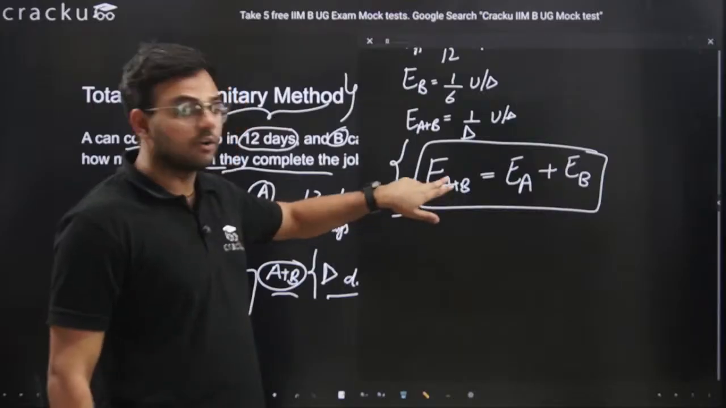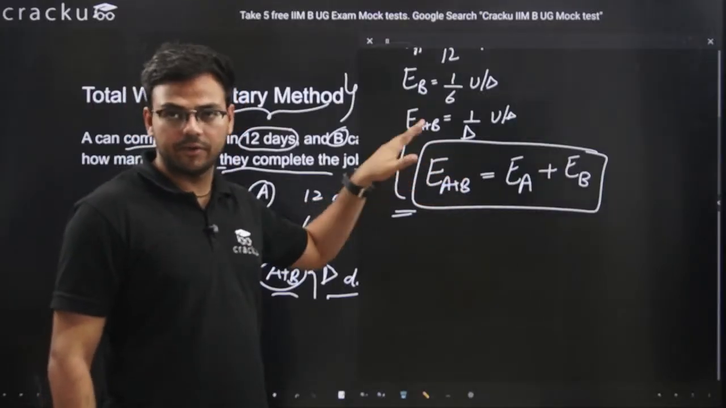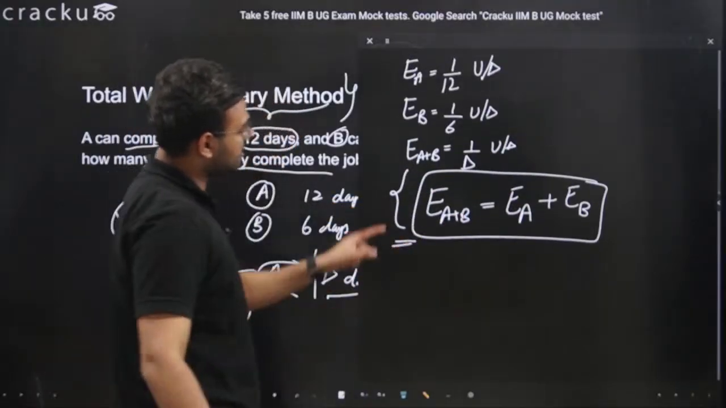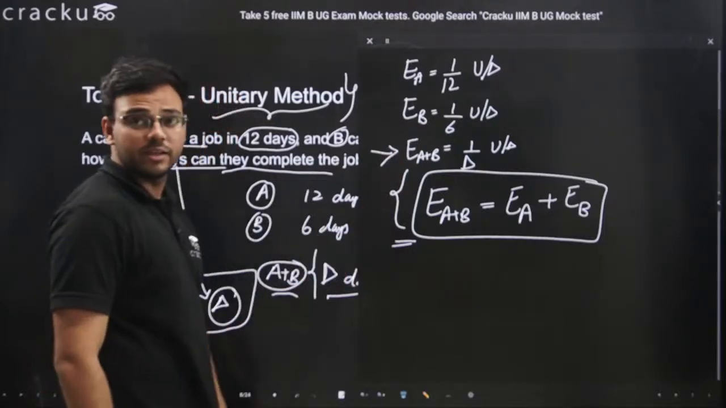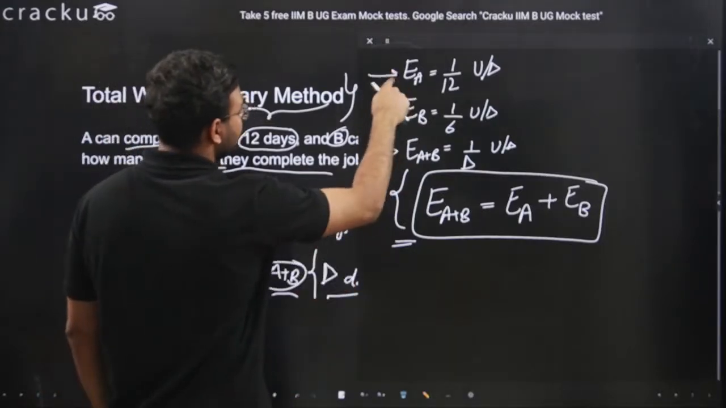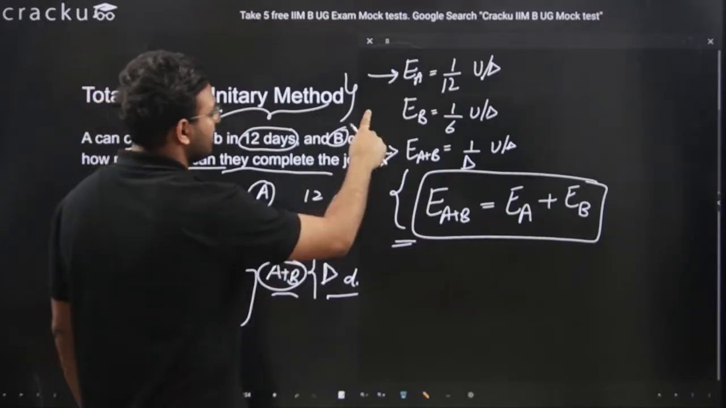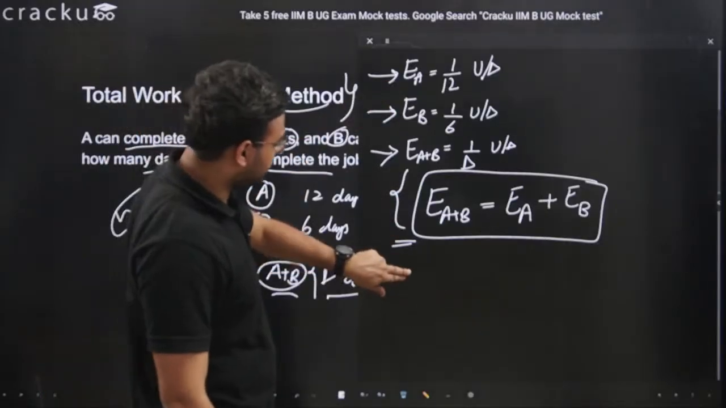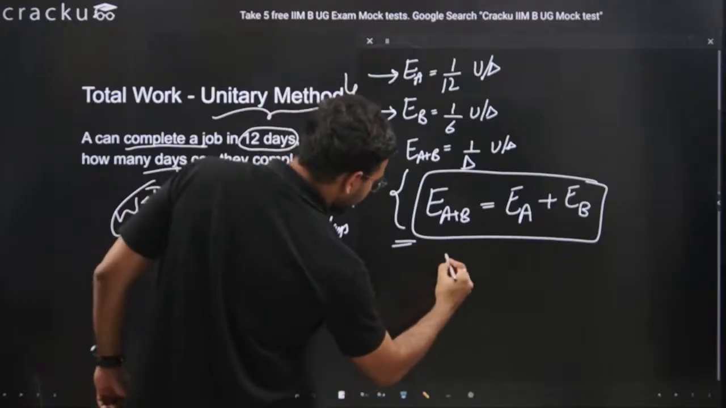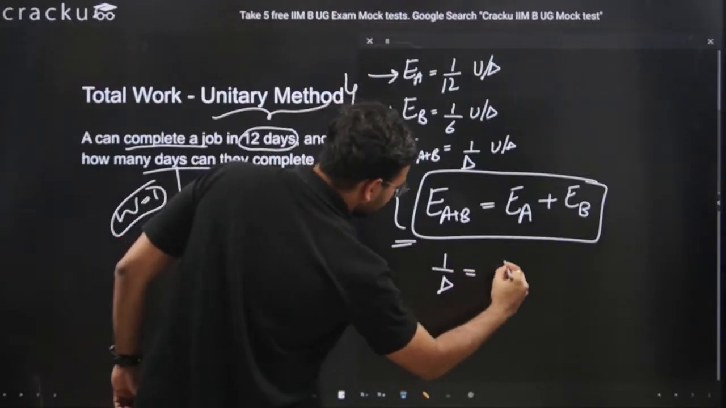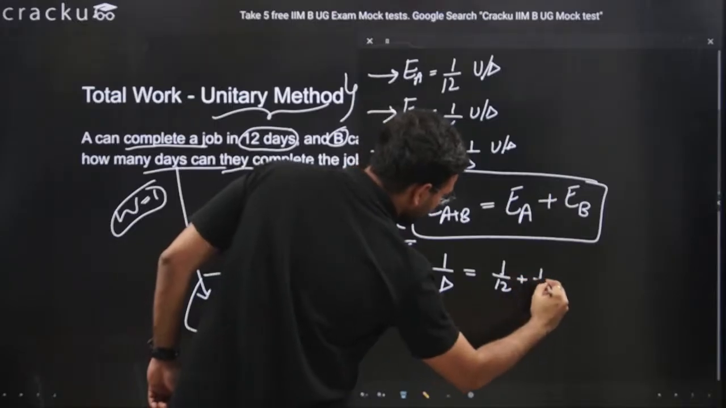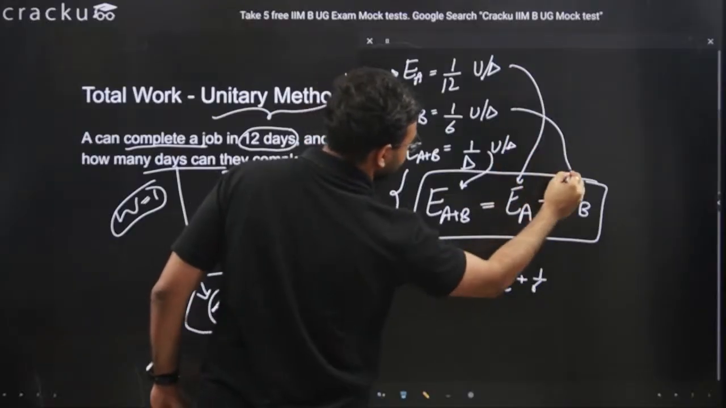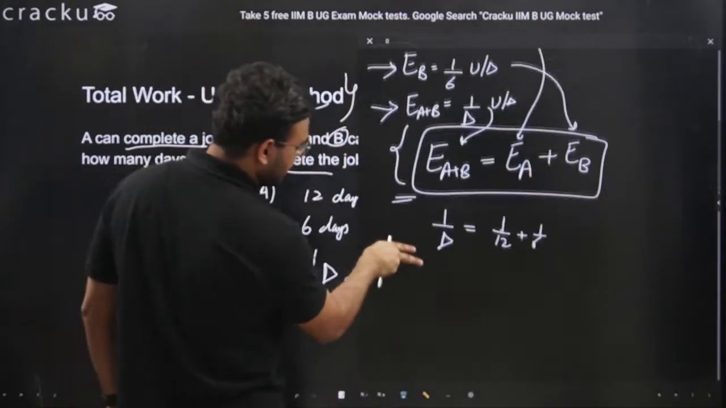Remember this thing. This is a very important concept for solving the questions. Now, the combined efficiency of A plus B is efficiency of A plus efficiency of B. Combined efficiency of A plus B is 1 by D. Individual efficiency of A is 1 by 12 and individual efficiency of B is 1 by 6. So we'll substitute these values in this formula. So 1 by D is equal to 1 by 12 plus 1 by 6.